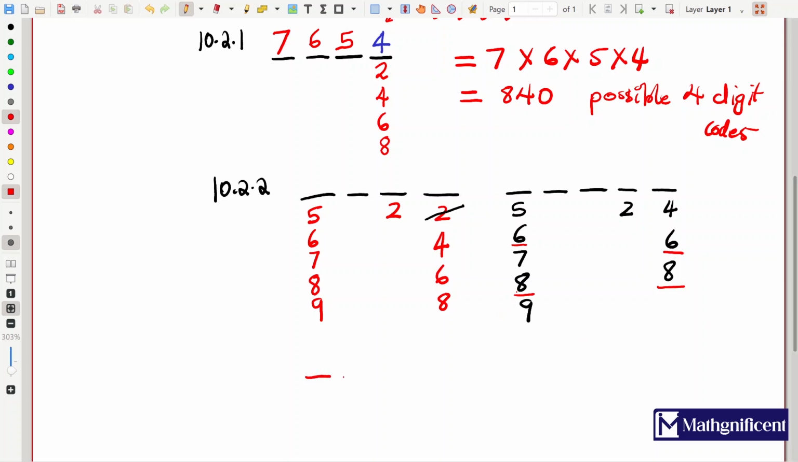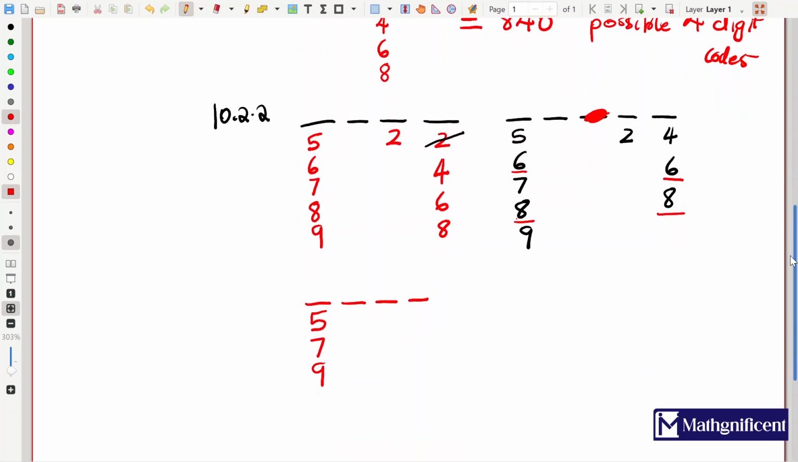So we have 1, 2, 3, 4 codes, right? So we know that we must only have 4 codes. So it must be 1, 2, 3, 4. So now let's say if we're to start with 5, 7, and 9, then this position can be filled with 4, 6, and 8, and then these can only be filled with 2. And then looking at this now, we no longer have any conflict, right?